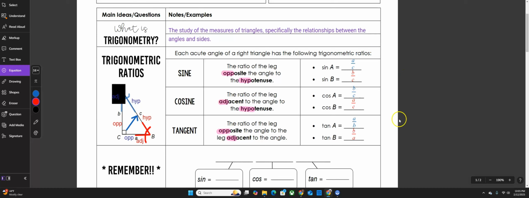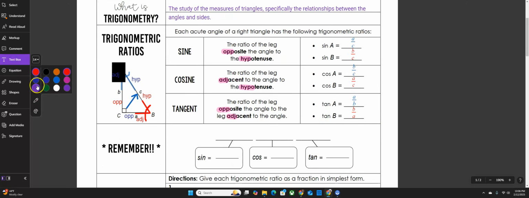Now take a moment and look at the ratios and see if you notice any similarities or relationships between them. You might notice that sine of A and cosine of B are the same. Sine of B and cosine of A are the same. And tangent A and tangent B are reciprocals of each other.